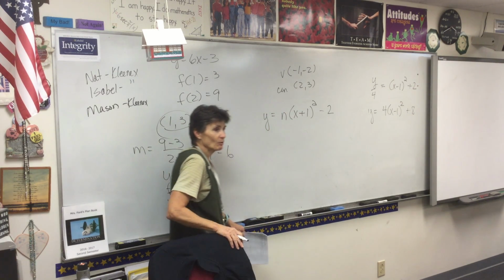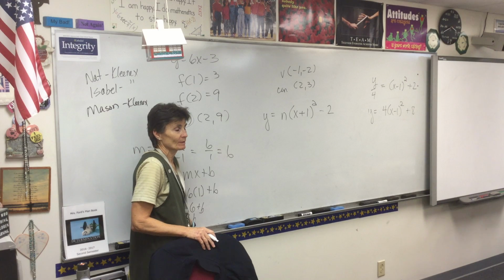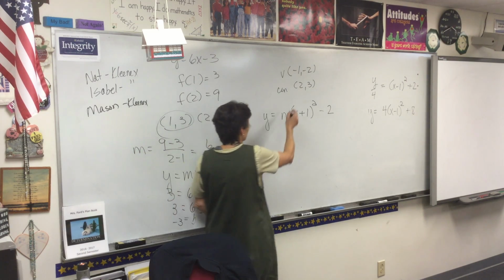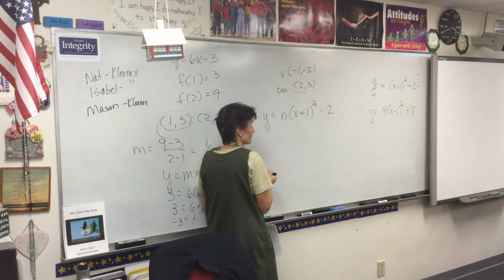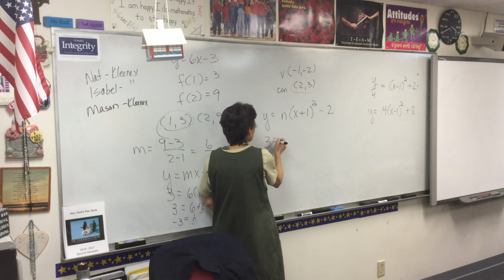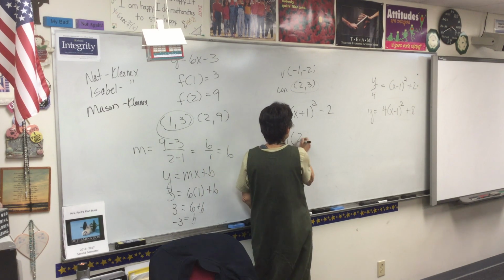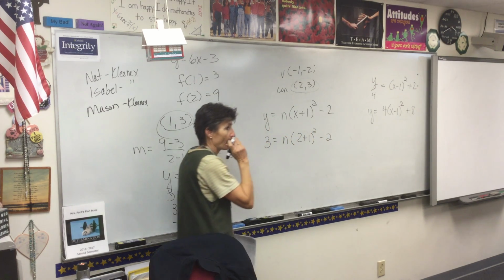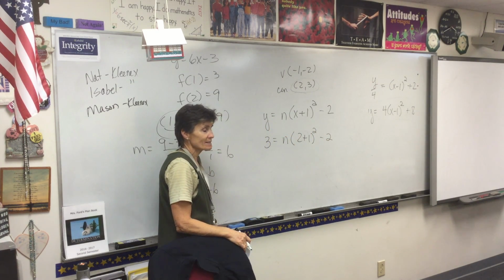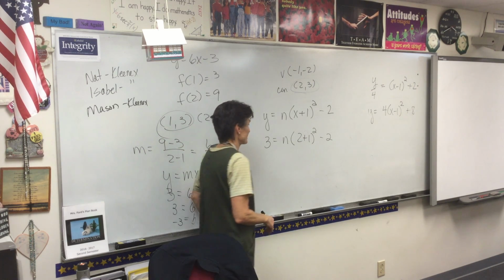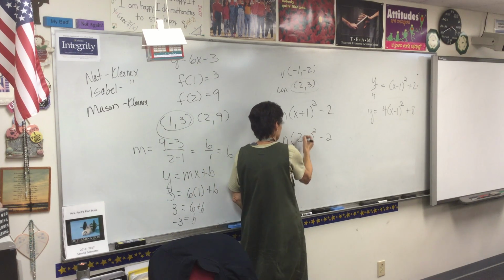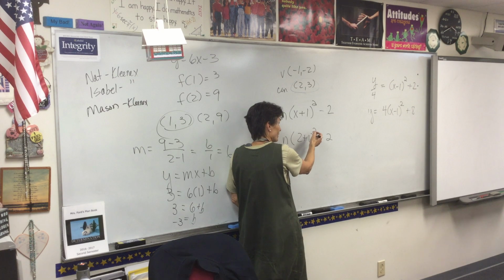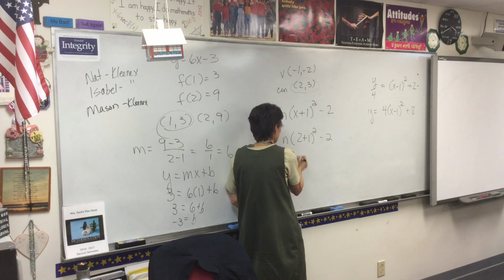Now how do I find that coefficient out there in front? Plug in this point. Yep. So 3 equals n times 2 plus 1 squared minus 2. Don't mess this up. PEMDAS. What's the parentheses? 3 squared is 9. So this is 9n.